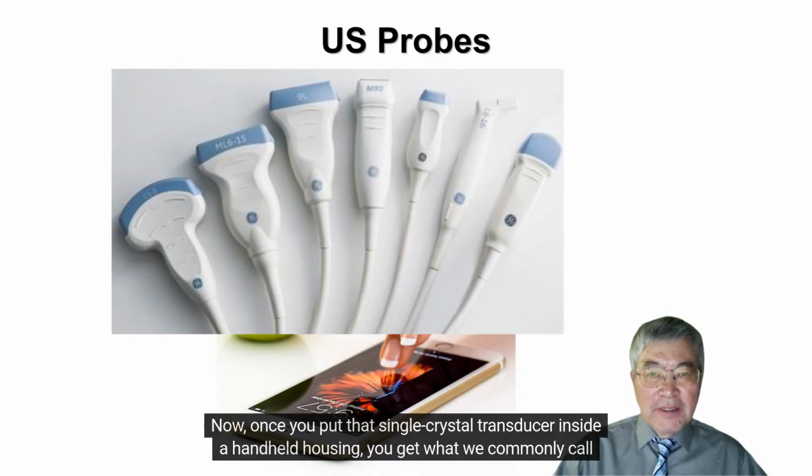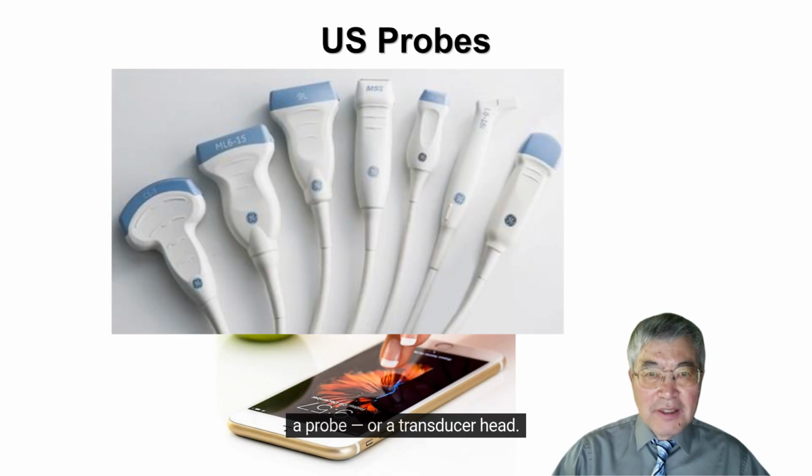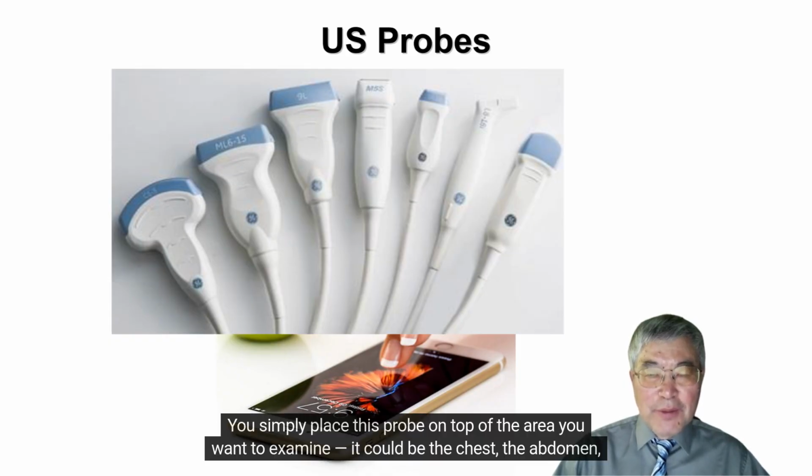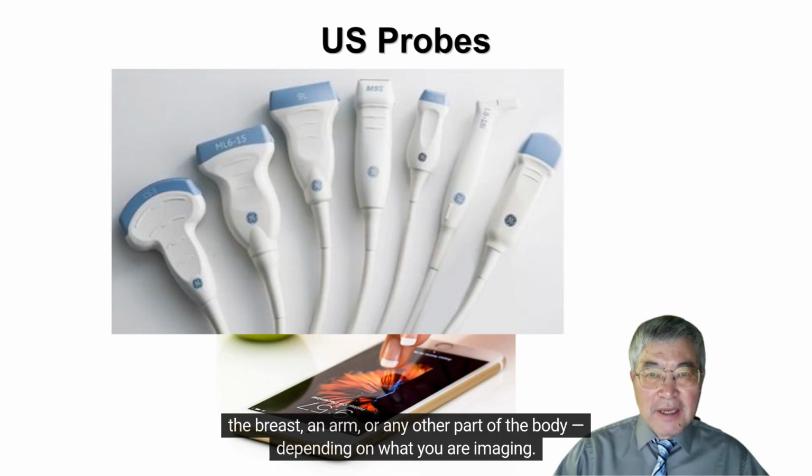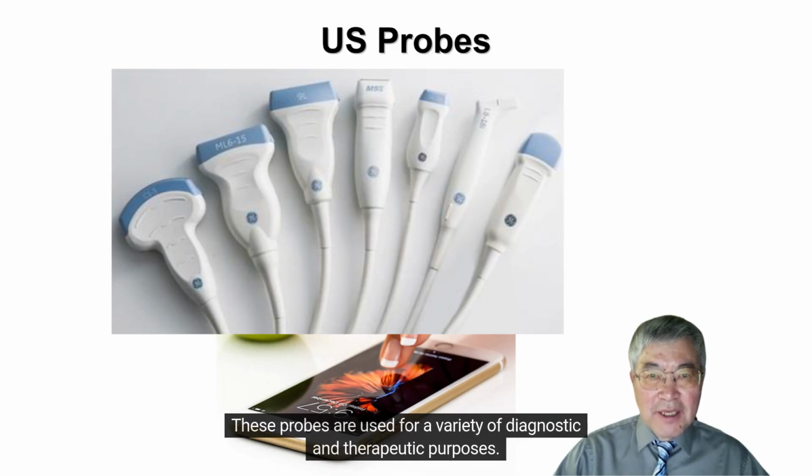Now, once you put that single crystal transducer inside a handheld housing, you get what we commonly call a probe or a transducer head. You simply place this probe on top of the area you want to examine. It could be the chest, the abdomen, the breast, an arm, or any other part of the body, depending on what you are imaging. These probes are used for a variety of diagnostic and therapeutic purposes.